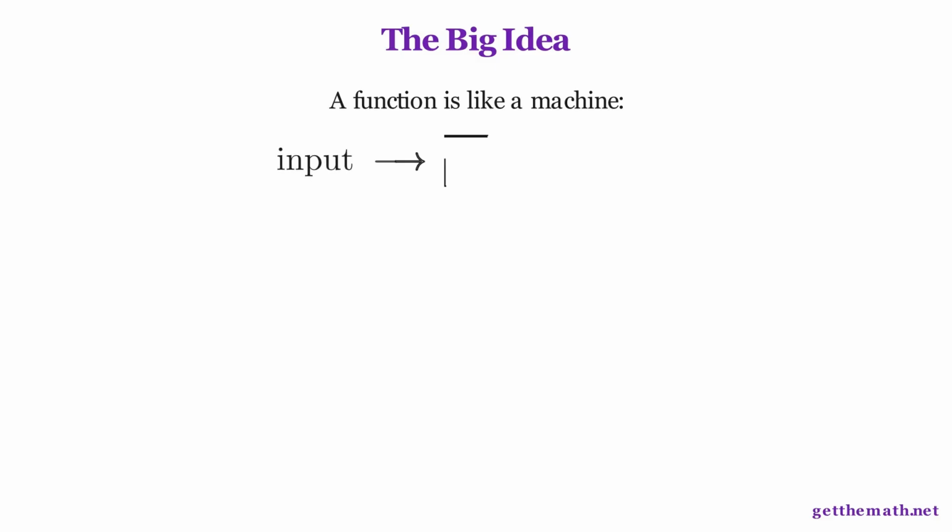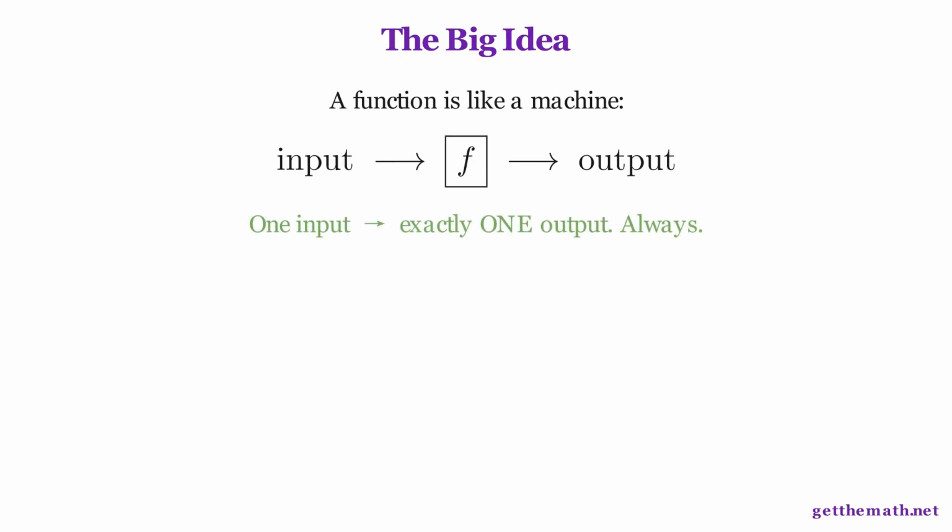In this lesson, we are talking about one of the most important ideas in all of algebra, the function. So what exactly is a function? Here is the big idea. A function is like a machine. You drop a number in, one number comes out. Every single time. No exceptions. One input, exactly one output. Always. And we write this relationship using function notation.